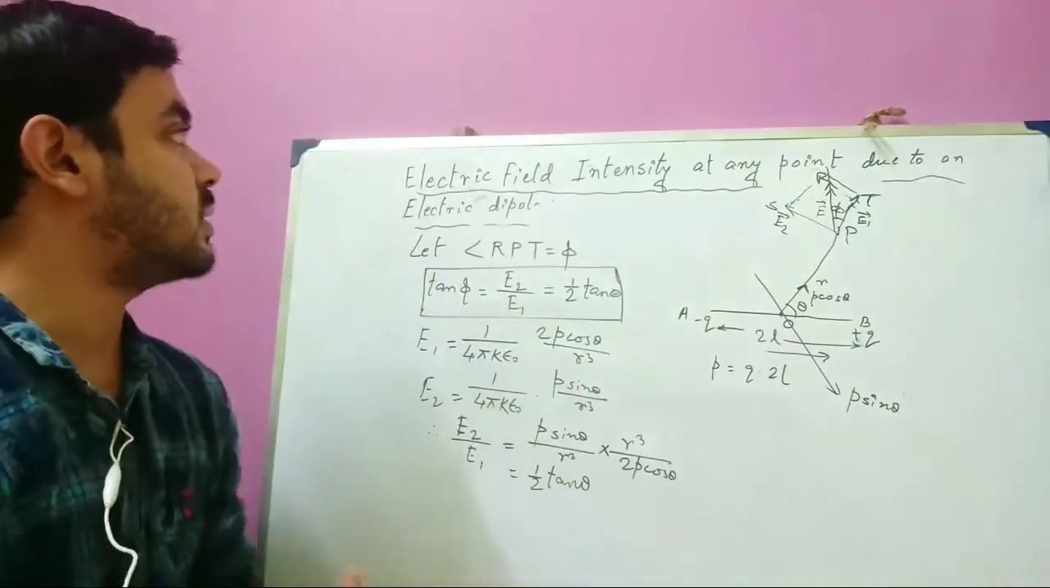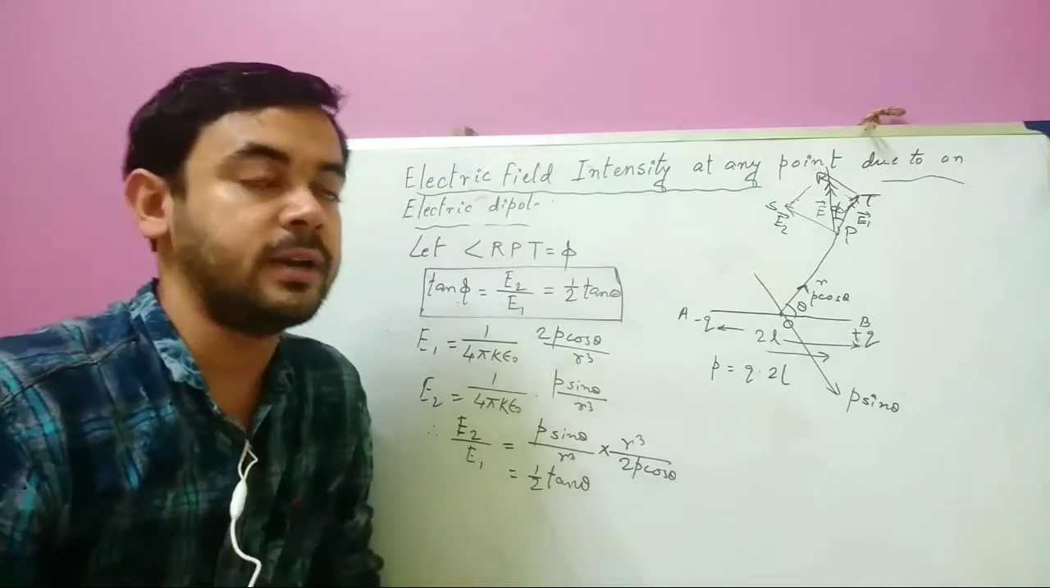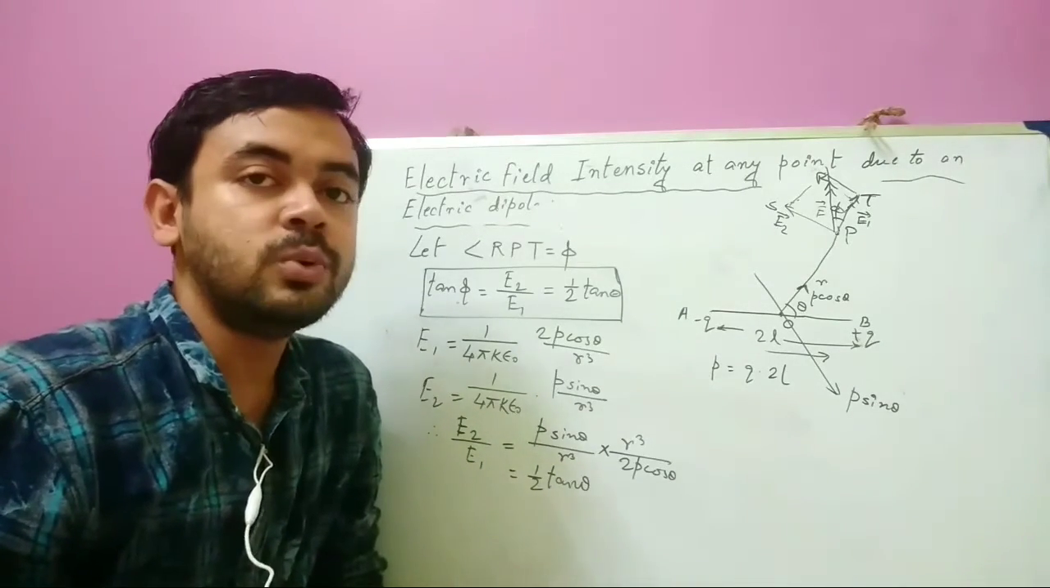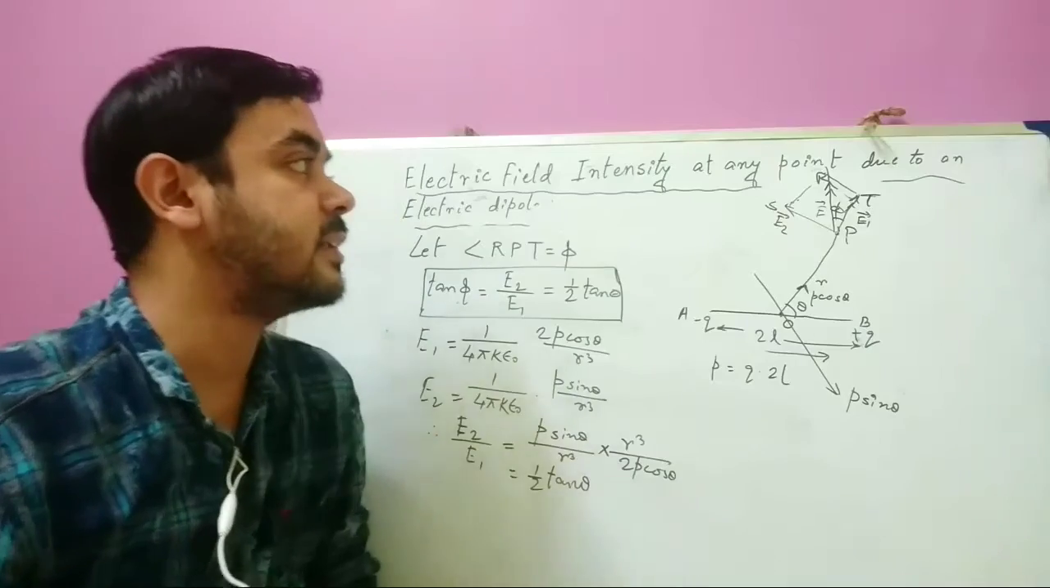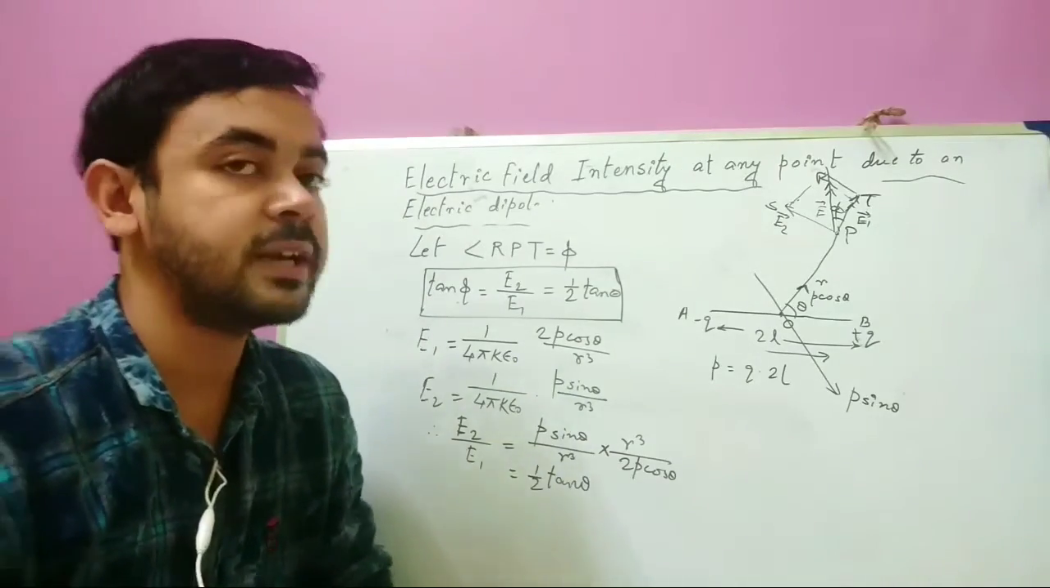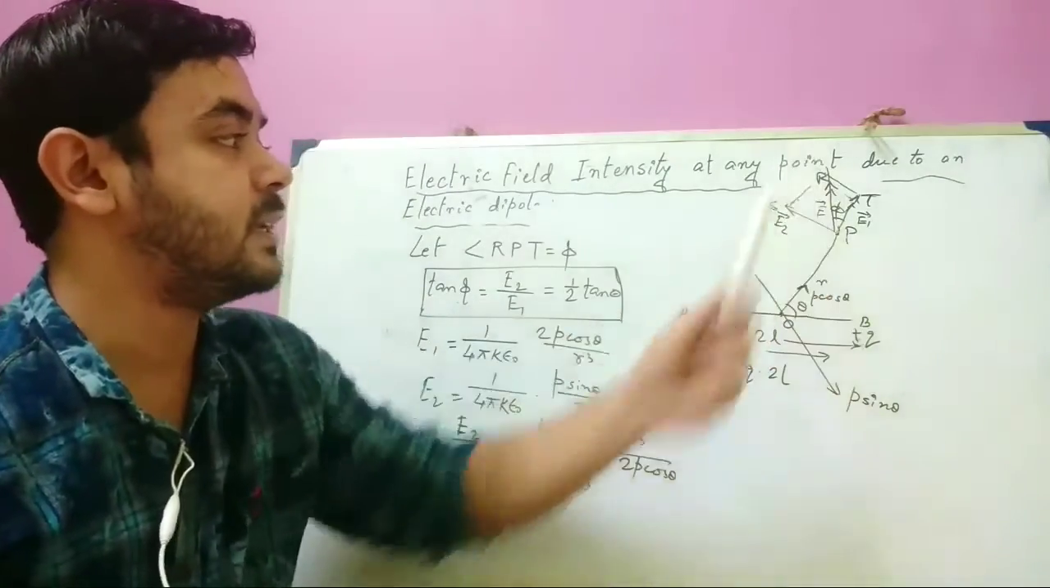So this is all about the electric field intensity at any point P due to an electric dipole, and the direction of the electric field intensity is along PR.